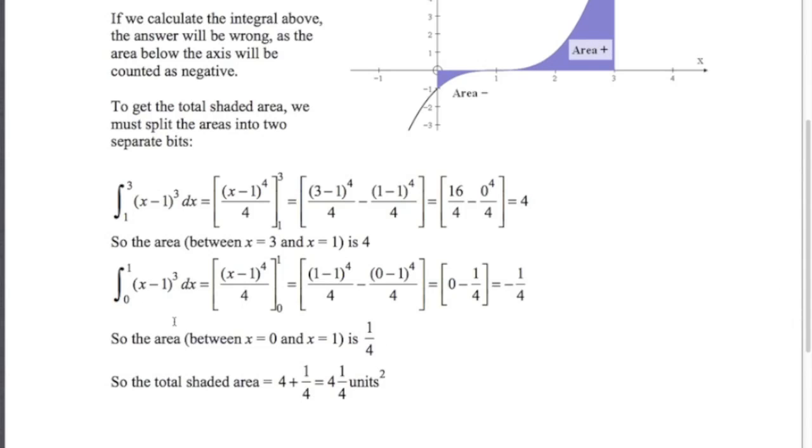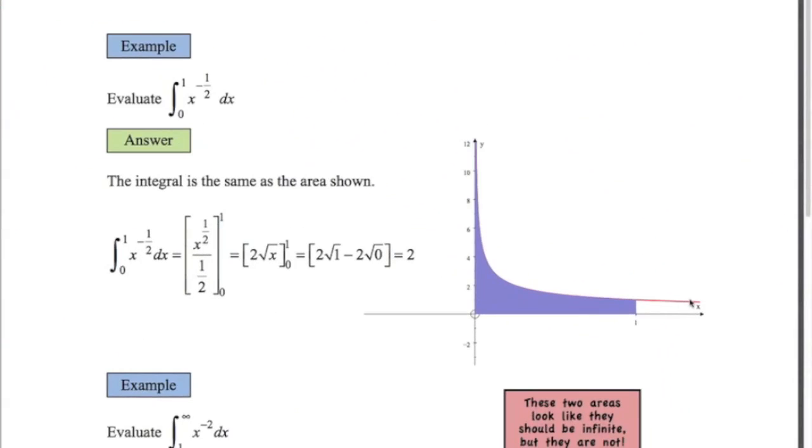I do the same thing between 0 and 1, same antiderivative, and I get minus a quarter. So clearly the total area there is 4 and a quarter. That actual area there is a quarter. So 4 and a quarter is the answer.